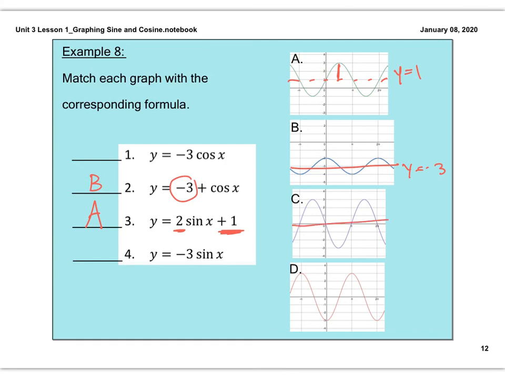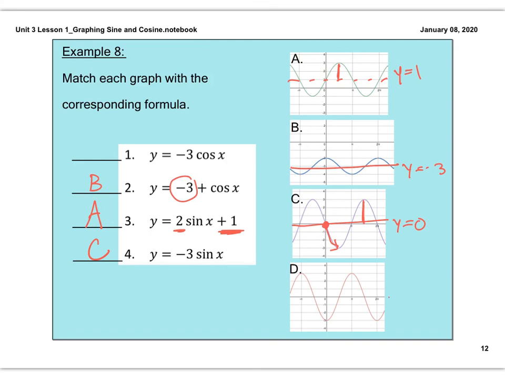Here my midline is y equals 0. It looks like I have an amplitude of 3. So at this point it still could be either number 1 or number 4. Does it look more like a cosine or a sine? That is the question. So it starts here at 0, 0, but instead of going up, it goes down. So it looks like it's a reflection over the x-axis of the sine curve, because the sine curve starts at 0, 0. So I think this is C, which leaves D for that other one.